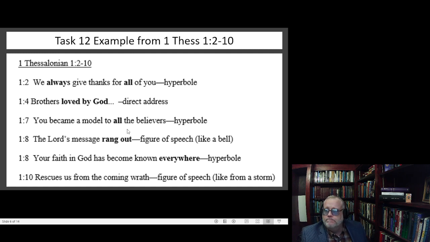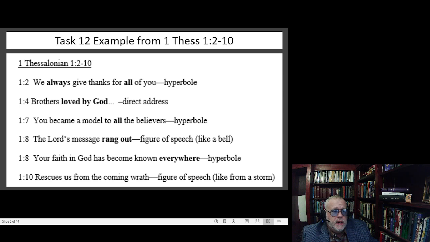The other one is you became a model to all the believers. Well, many, maybe even most, but all? It's hard to imagine that Paul isn't just kind of pushing at the edges here in giving the idea of all. What does all mean? Does it mean literally every single believer? Well, there are some believers that might not have heard of the Thessalonians in a different region away from Achaia. So there's a lot of ways to analyze this. If all is limited to Achaia, yeah, perhaps they all did know about it.